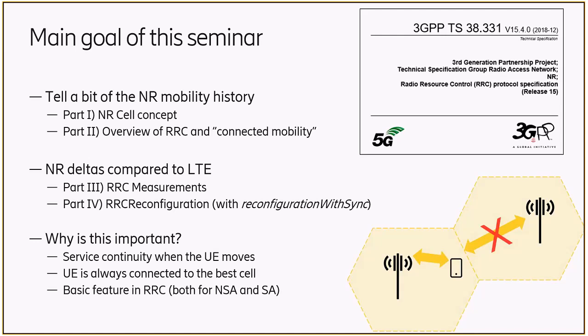Why is this important? Service continuity, right? When the UE moves, we want to continue the service. We don't want to get packet losses, and we want the user experience to continue the same. We also want, from a system point of view, to let the UE always be connected to the best cell. Best can be debated, but at least from a radio condition point of view, not to generate interference by being connected to a cell which is not the best in a given frequency. It's also a basic feature in RC, and it's both useful and to a certain extent implemented for non-standalone and standalone. So parts of it, for example, the measurements, I think this was standardized since NSA.